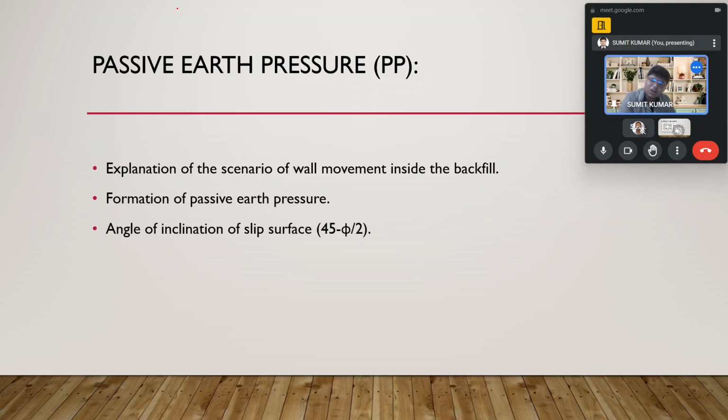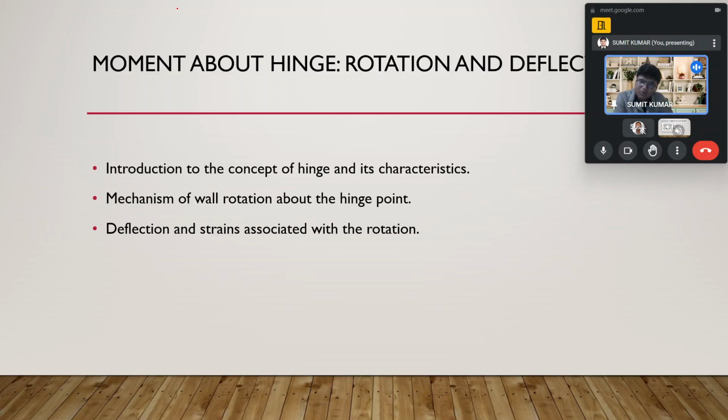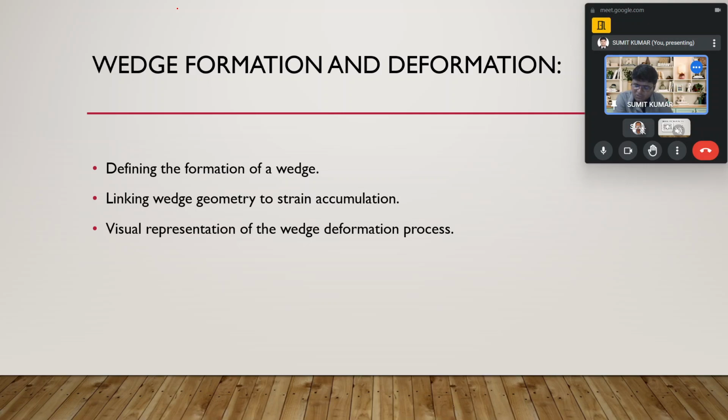Now, for passive earth pressure, as already stated, the angle of inclination of the slip is 45 minus phi by 2, and the formation of passive earth pressure takes place. The scenario of wall movement inside the backfill is also stated there. The hinge rotation and deflections, the hinge characteristics and the mechanism of wall rotation about the hinge point, and the deflection and strain associated with rotation also need to be stated. Apart from that, the wedge formation.